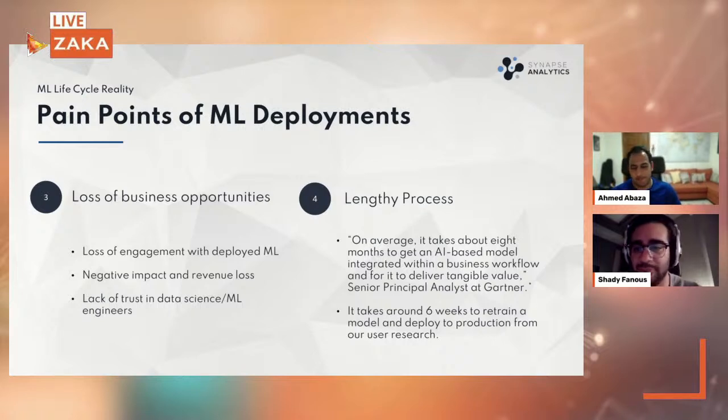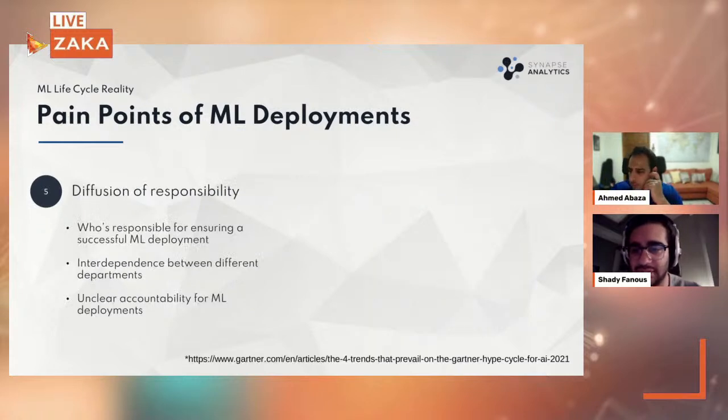Please go ahead, Shady. Yep. So the last point is diffusion of responsibility. I think we've covered that in the beginning. Who's responsible for the ML deployment? Is it the data scientist? Is it the ML engineer? Is it the back-end engineer? Or is it a collection of them? The diffusion of responsibility is actually a big issue.